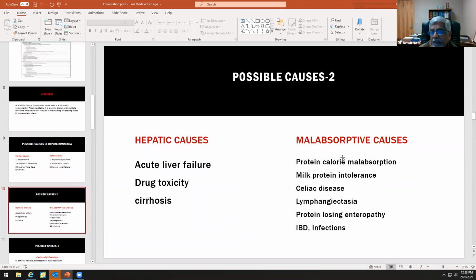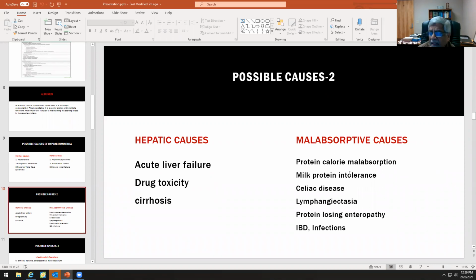Malabsorptive causes include protein calorie malabsorption. We'll talk a little bit more about it later on. And milk protein intolerance. This is one thing that you guys have to remember. If you remember all the babies that we see on the floor with significant milk protein intolerance, if you look at their albumin, the albumin will be very low because they do develop a protein-losing enteropathy.